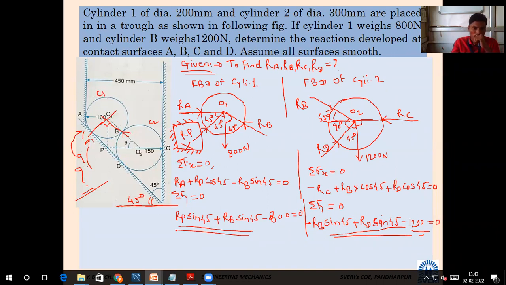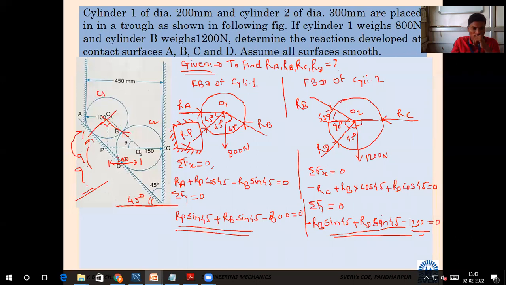So 450 minus 100 minus 150. How much will this horizontal become? 450 minus 150 is 300, minus 100. I think it will become 200. 200, sir. Correct.